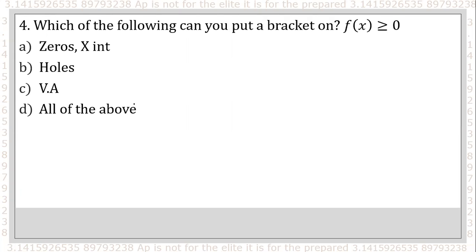Okay, so this question kind of confused us a little, but maybe it was the wording that I used. I'm considering what can we physically put brackets on if we're talking about the interval in the domain? Well, for sure, x-intercepts and zeros, right? The roots, that's what we've been doing. How about a hole? Let's go ahead and draw a simple graph with a hole and a vertical asymptote.